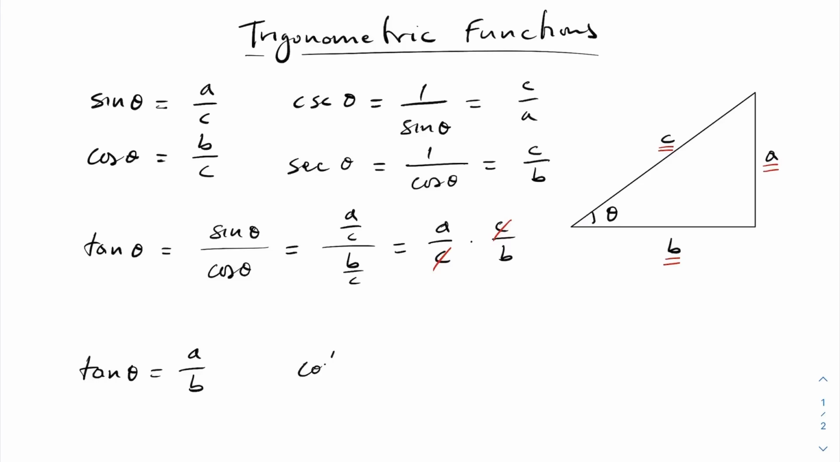And finally, the cotangent of theta is equal to the reciprocal of the tangent, which is 1 over tangent theta, which is equal to cosine divided by sine instead of sine divided by cosine. In this case, that is B over A instead of A over B. So the cotangent of theta equals the adjacent side divided by the opposite side. All right, with that in mind, let me go ahead and give you all the common angles.